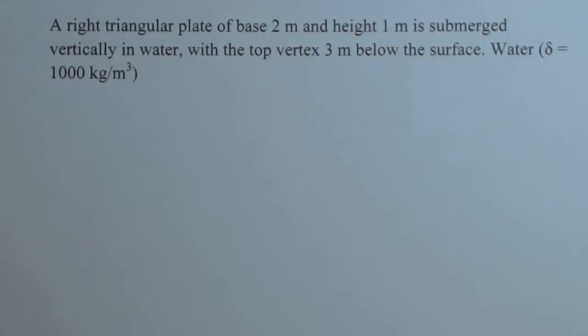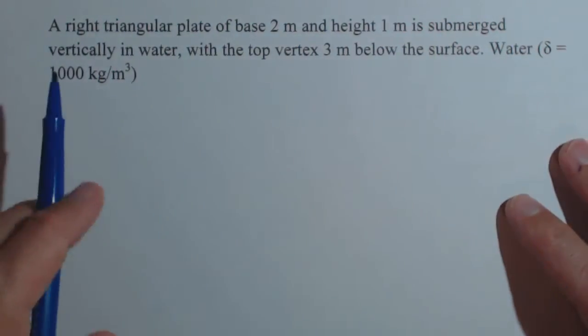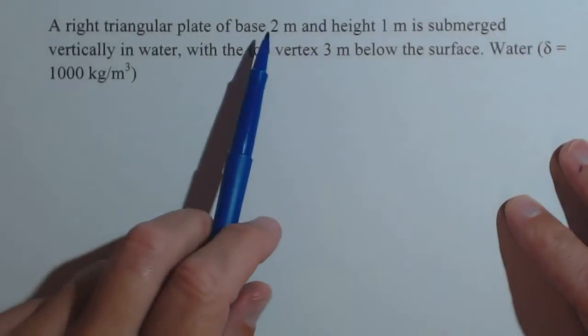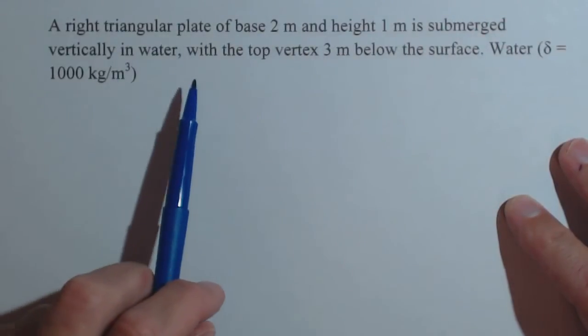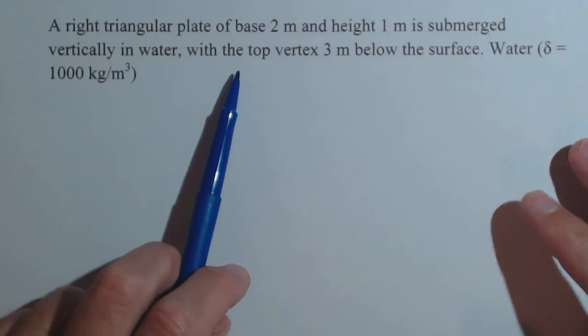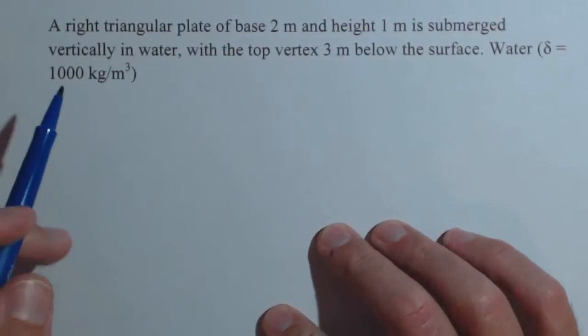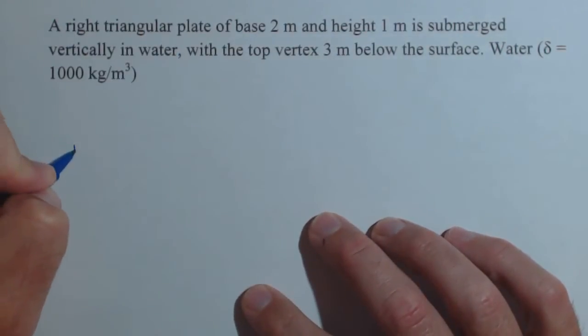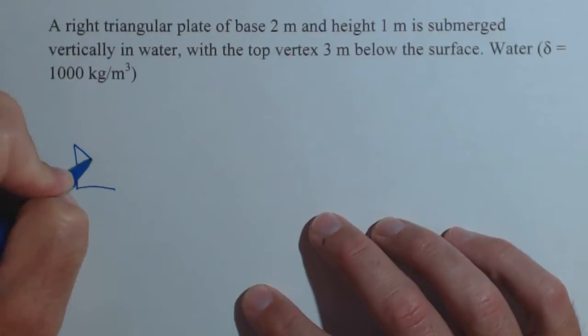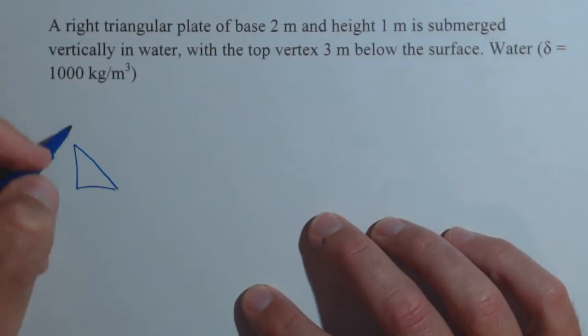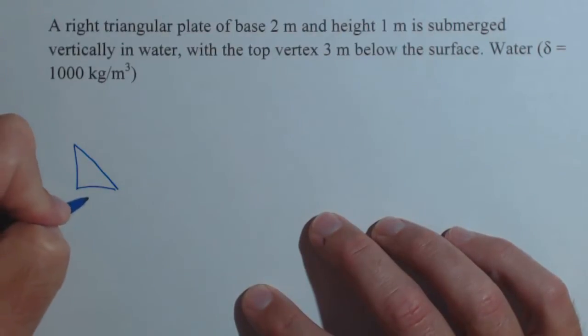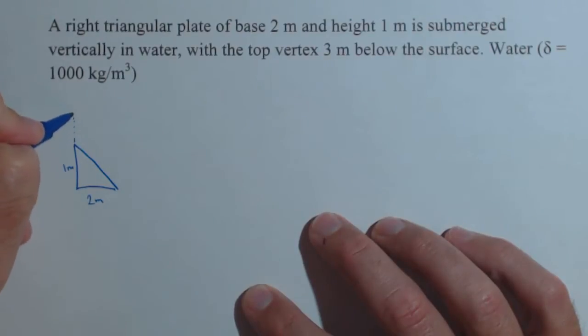In this video, we're going to look at calculating hydrostatic force of a right triangular plate that has a base of 2, a height of 1, and is submerged vertically in the water with the top vertex 3 feet below the surface of the water. So what's happening is we have this plate here, and it's got a base of 2 meters, a height of 1 meter, and it's sitting 3 meters below the surface of the water.